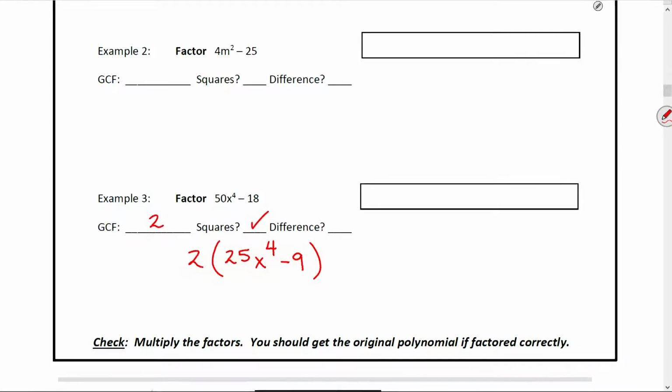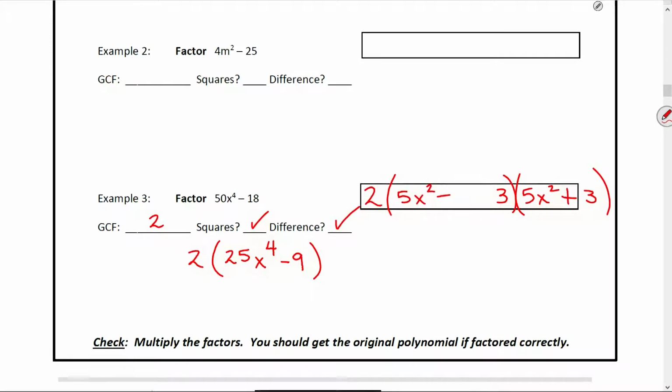25x to the 4th is, let's see here, I still need my 2, the GCF, don't lose that. I have 5x squared. That is squared to be 25x to the 4th. Put that twice, 5x squared. Now is 9 something squared? Well, yeah, it's 3 squared. So I have 3 and I have 3. And then is it a difference? Yeah, it's the difference of squares. And I have minus and plus, and that is what this factors into.